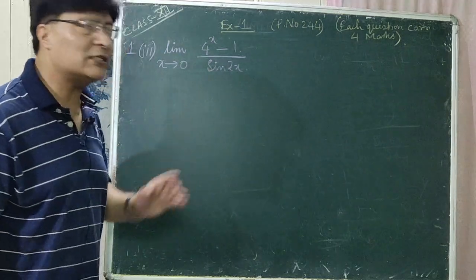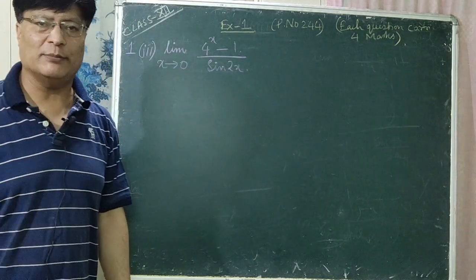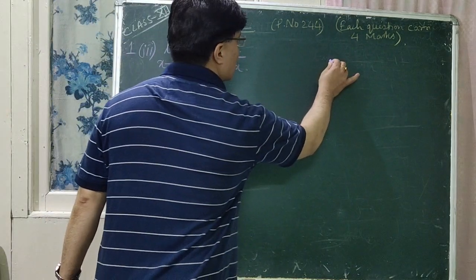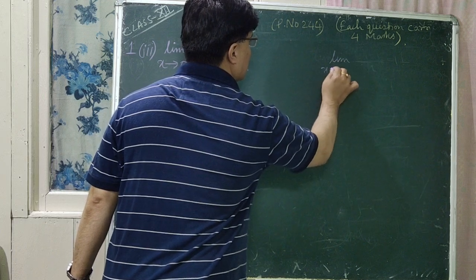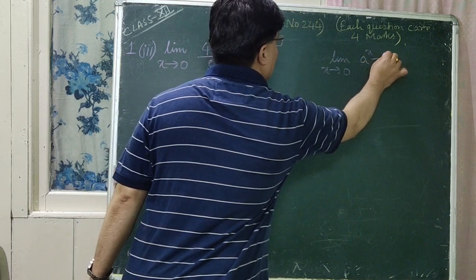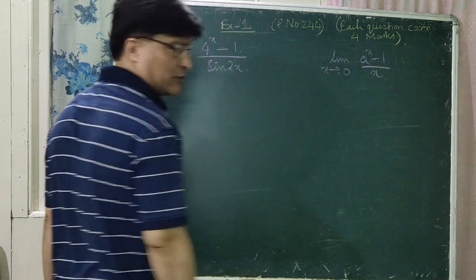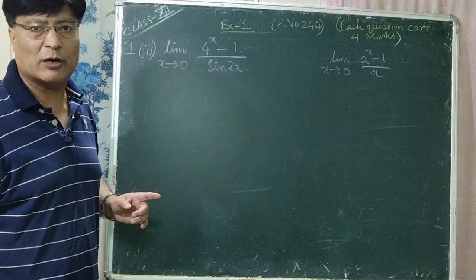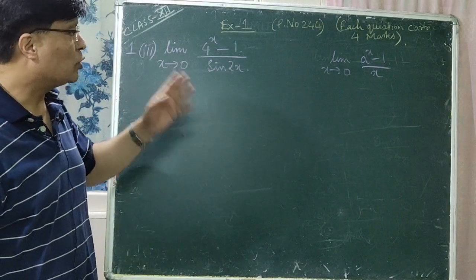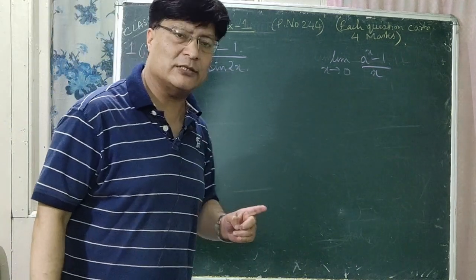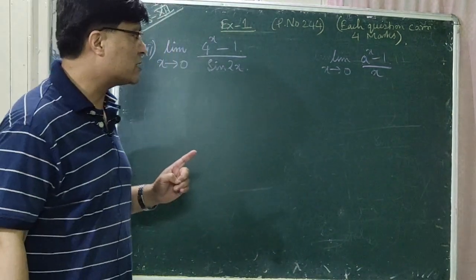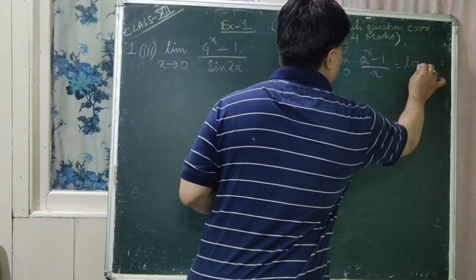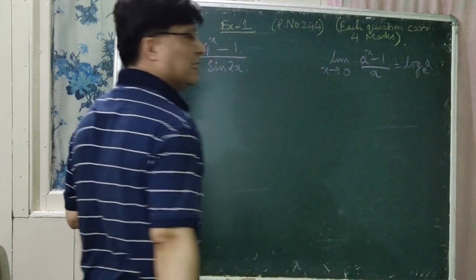In this case we have to use the standard limits. That means you can convert this limit into standard form. The standard form you can use here is limit x tends to 0, a to the power x minus 1 divided by x. This standard limit can be used because 4 is a constant and power x is the variable here, and 1 is a constant here. So we can use the standard limit, limit x tends to 0, a to the power x minus 1 upon x, which is equal to, what is the formula here? It is log a base e.